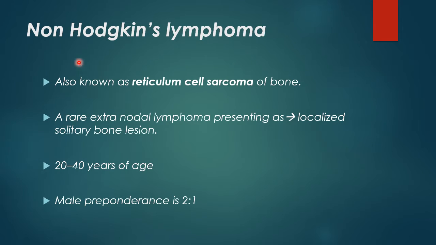So guys, non-Hodgkin's lymphoma of the bone is also known as reticulum cell sarcoma of the bone. It is a rare extranodal lymphoma presenting as a localized solitary bone lesion. It is most common between the age group of 20 to 40 years, and it shows a characteristic male predominance with a male to female ratio of 2:1.